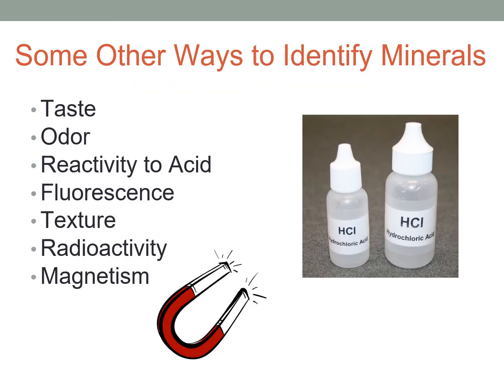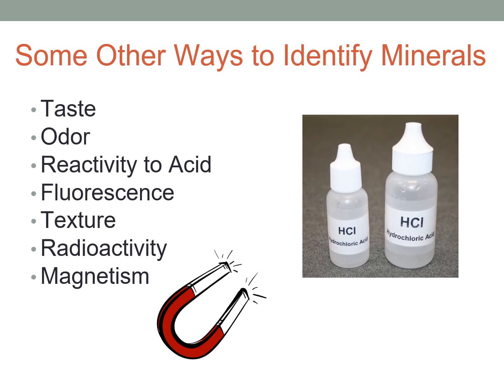So in addition to those basic ways we just talked about to identify a mineral, there are other ways that we can use to help us identify minerals even more accurately. Taste, although we never put any of our minerals in our mouth to taste them in a lab. Odor. Some have a very distinctive odor. Some smell very strongly of sulfur or other things. The reactivity to acid. If I drop some acid on it, does it bubble?